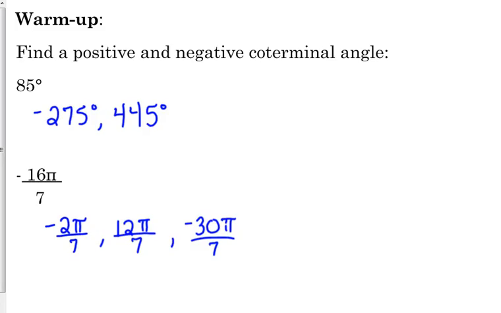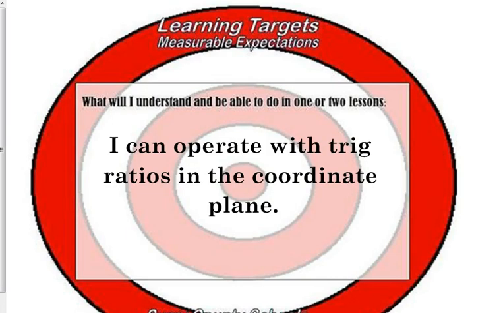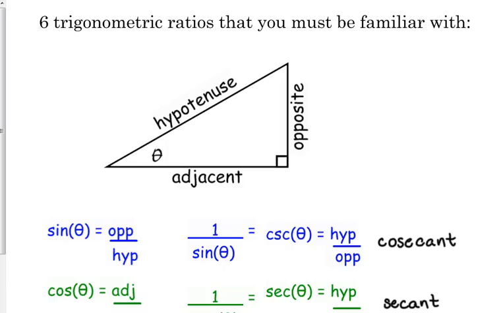As long as it's coterminal, I will accept it. It's just not the most efficient answer. Okay? All right. So what we're going to look at today, and we're going to come back to the idea of coterminal later on, but right now we are going to review or learn trig ratios. I'm assuming that you've seen these before, but I'm just going to go from scratch to make sure you know what we're talking about.